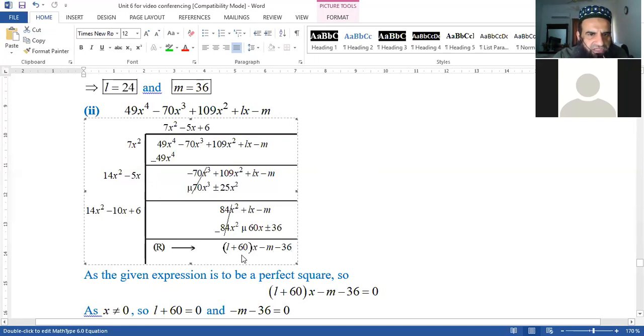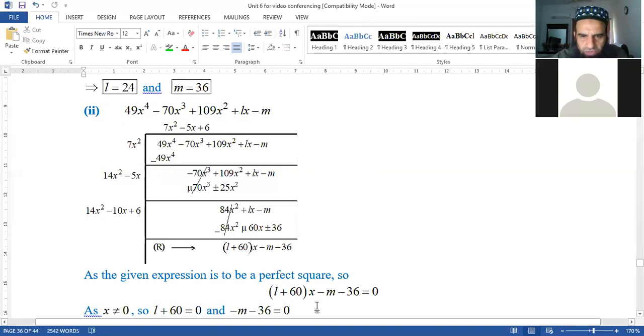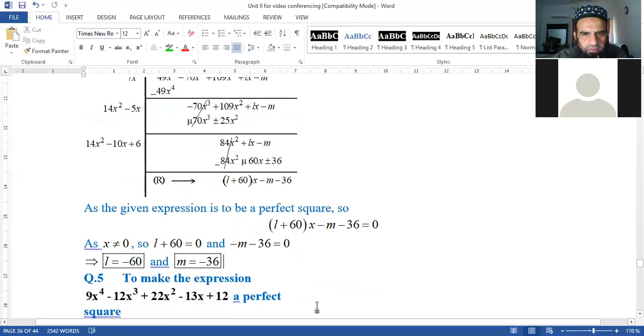Then because the expression is a perfect square, it is written in the statement of the question, you will keep this whole remainder equal to 0. Once you put it equal to 0, you will put it by parts: L plus 60 equals 0, and m minus 36 equals 0. This will generate m equals 36 and L equals minus 60. But keep it in your mind that x cannot be 0, because if x is 0, then the whole question will become 0, so it will be meaningless.